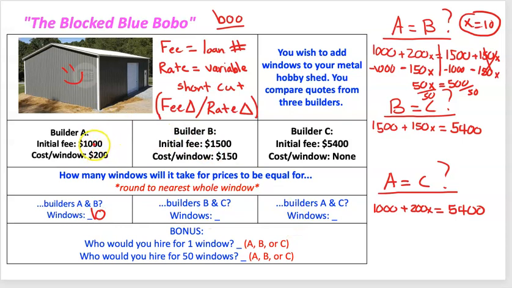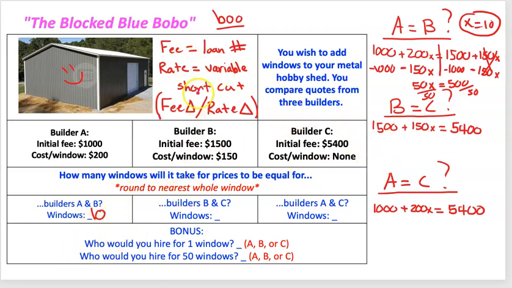Okay, you can plug it in really quick. 10 windows is going to cost you $2,000. 2,000 plus 1,000 is going to be 3,000. Was it 10? 10 windows is going to be $1,500 extra dollars on top of the other 1,500. Well, $3,000. Okay, cool. So for builder A and builder B, 10 windows is when they're going to cost the same, and they're each going to cost $3,000. Okay, but we don't need to write that down.